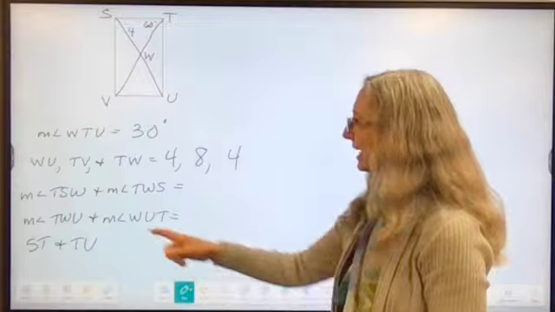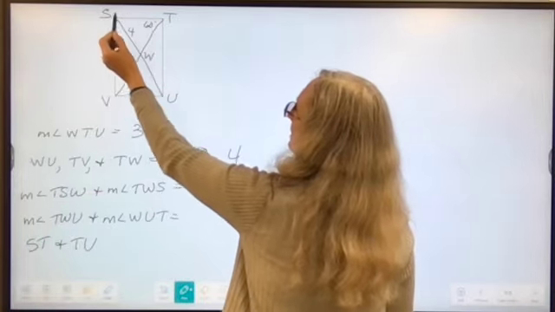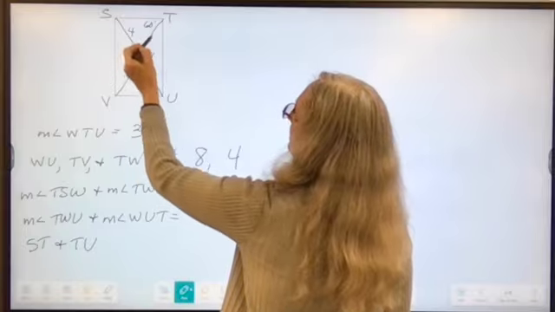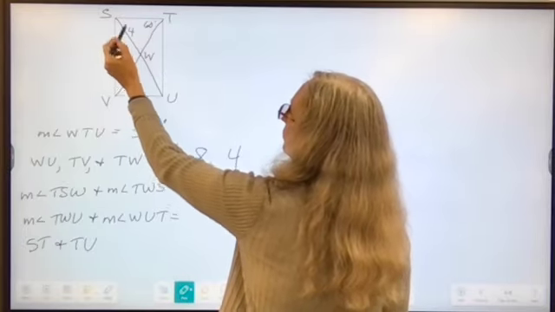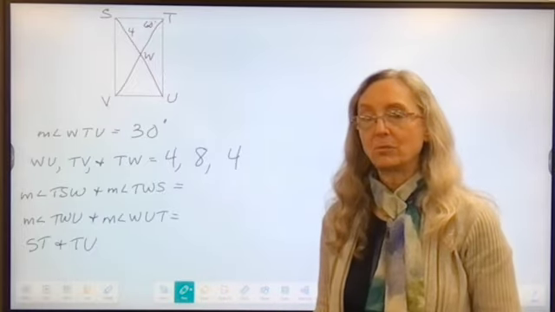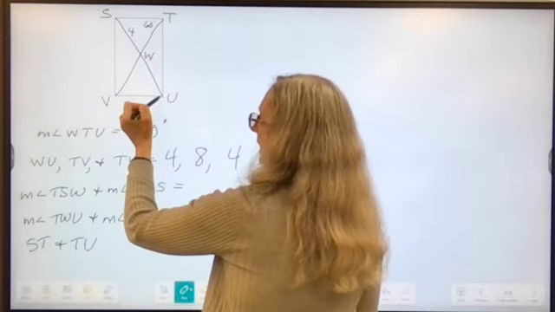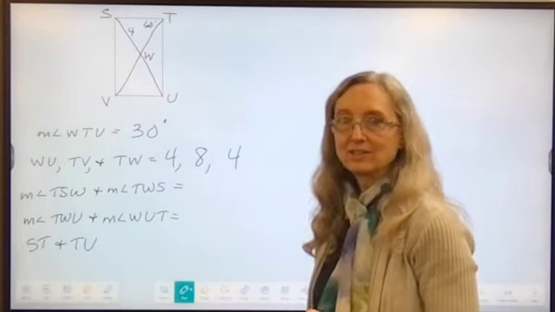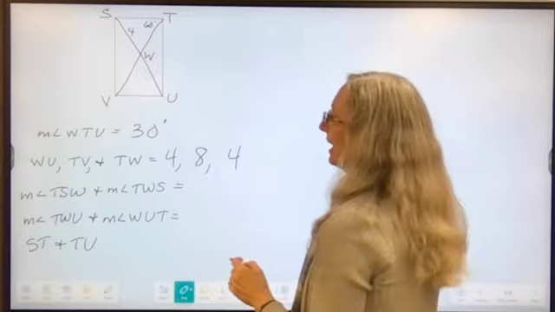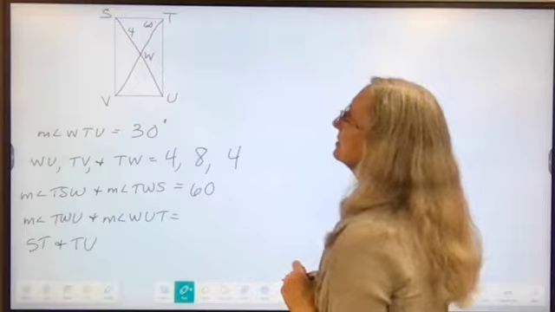Okay, the next one, angle TSW and angle TWS. TSW is here and TWS is here, so we're looking for the other two angles in that triangle up there at the top of this rectangle. This is a rectangle, so these diagonals treat the angles the same. So angle TSW would have to be 60 degrees.